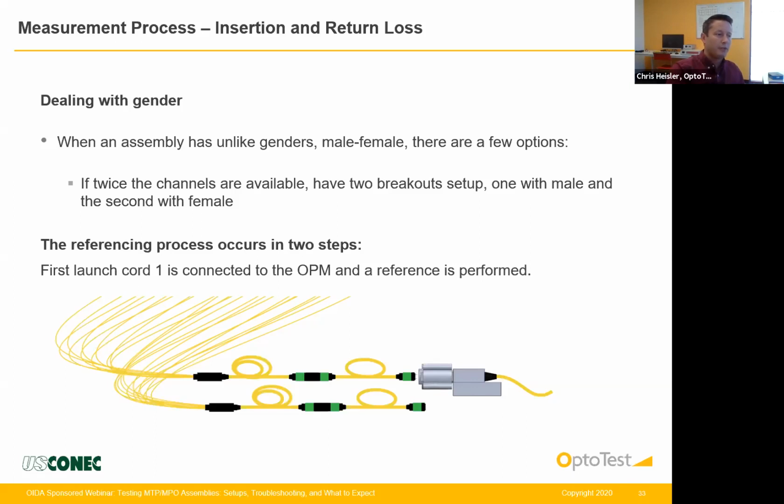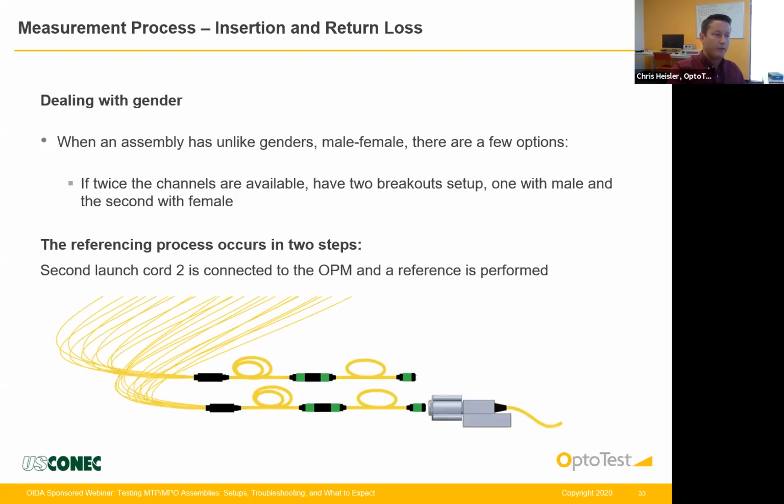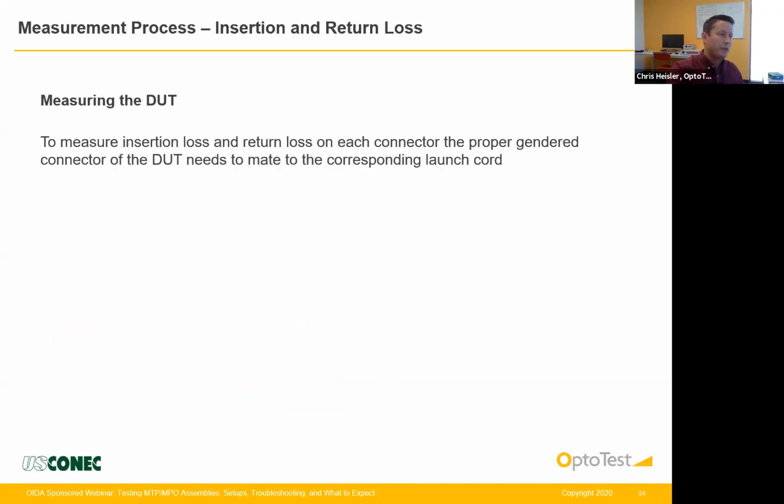So the referencing process occurs in 2 steps. First, launch cord 1 will be connected to the OPM and the reference is performed. In this case, we're referencing our male launch cord, and then next we're going to reference our female launch cord. Now, to perform the measurement, to measure insertion loss and return loss on each connector, the proper gender connector of the DUT needs to mate to the corresponding launch cord.